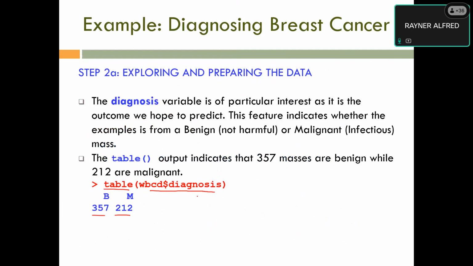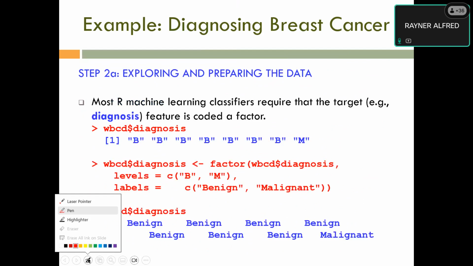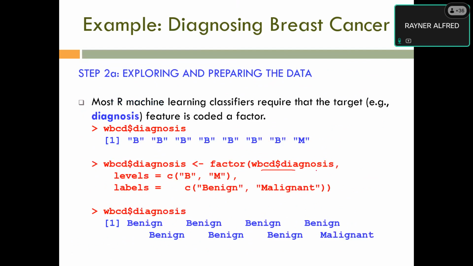At this point, our diagnosis is still in character. If I want to change it into a factor, I can use this format here, saying that I will change my diagnosis from B and M into benign and malignant. So this is our label. Now my label only has benign and malignant.